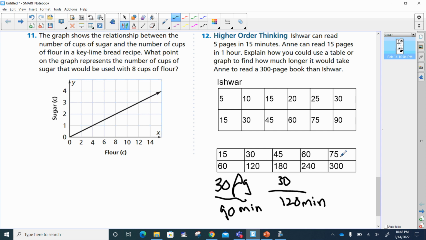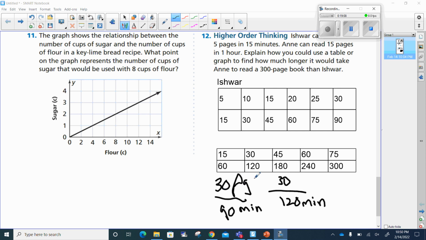Let's see, how much longer it will take Anne to read 300 pages. So I'm thinking that Anne's going to read, let's see, in 75 minutes here, we're going to get 180 pages here in 60 minutes. So Anne could read 300 pages. How much longer will it take Anne to read a 300-page book than Ishan?